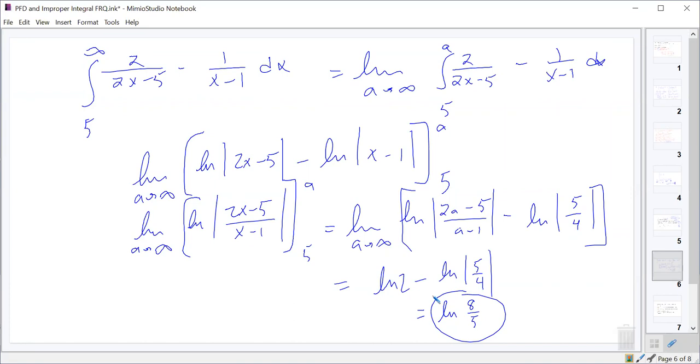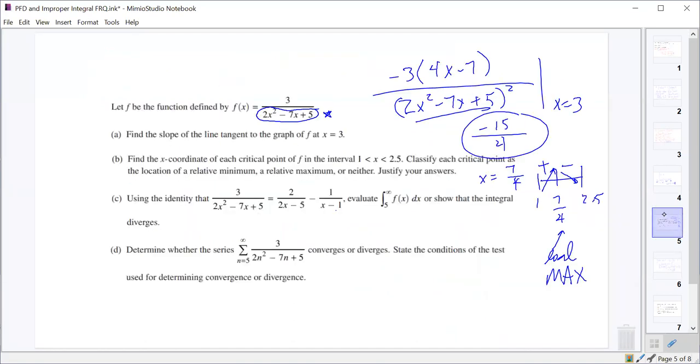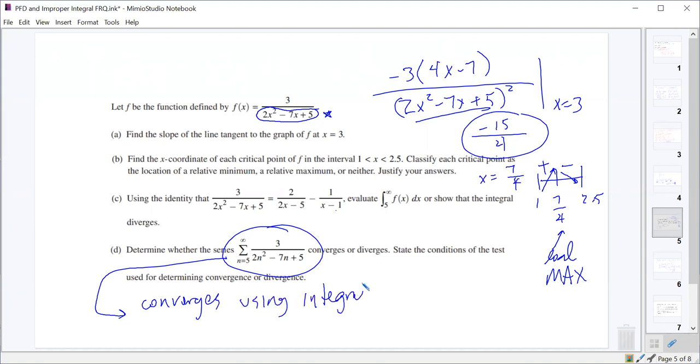Good zoom. All right, and what was the last thing I asked? Oh, to determine whether this series converges or diverges, state the conditions of the test used for determining the convergence or the divergence. Well, this is a series that is represented by the function that we evaluated the improper integral from 5 to infinity, and this is a series going from 5 to infinity. So if our integral converged to some value, then what does that tell us about the series? Based on which test? This should converge using the integral test. I mean, we literally just did the integral, right?